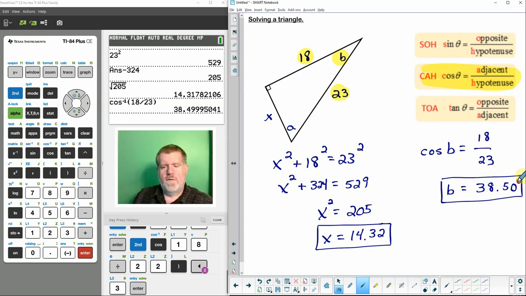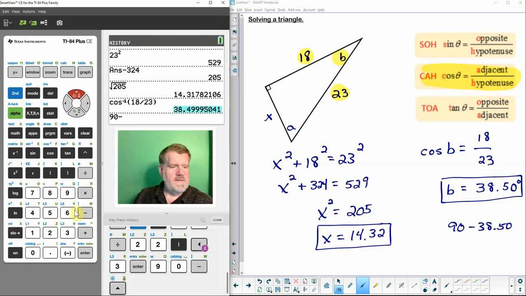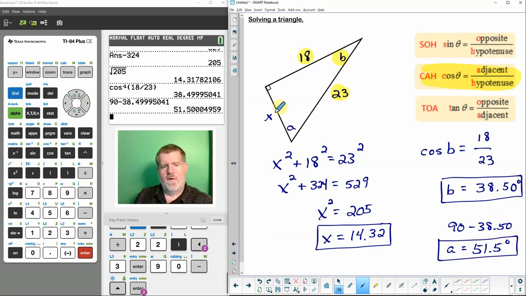Now, once I know angle B, there's very little work to do. I don't really have to do another trig ratio or anything. I know that these three angles have to add up to 180. So 180 minus 90 is 90, and 90 minus 38.50 gives me 51.5. So that is my value of A. So now I've got it all figured out. I know what X is, I know what A is, I know what B is. I already had the right angle at 90, so my triangle is solved.